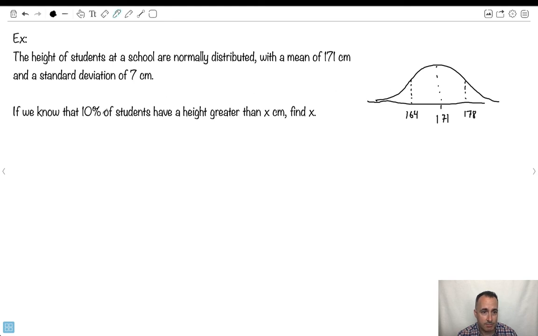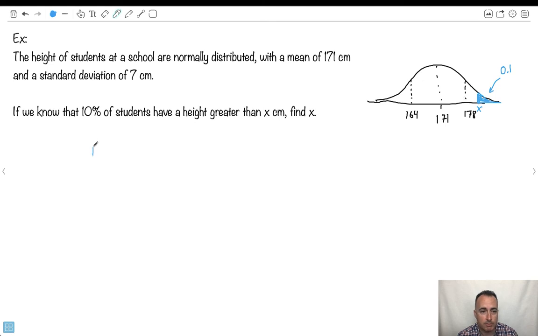We know that 10% of the students have a height greater than X. So find X. The whole idea is, I don't know where this is. We have to guess here. So we know that this right here, for example, I'm just guessing where it is, somewhere over here. We know this area right here is 0.1, because that's 10%. So we know that this area to the right is this.